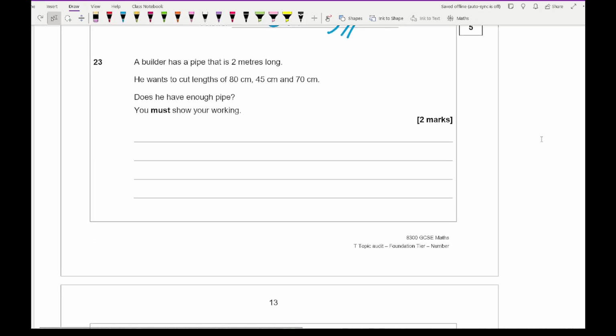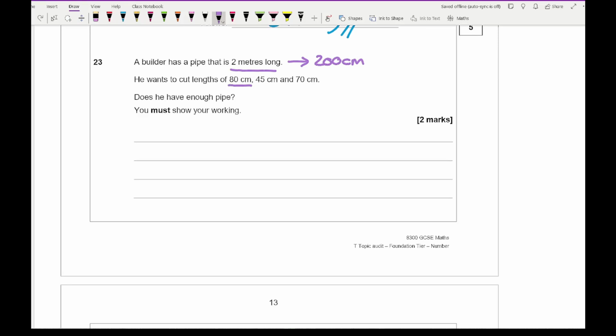Then for question 23, it says a builder has a pipe that is 2 meters long. He wants to cut lengths of 80 centimeters, 45 centimeters and 70 centimeters. Does he have enough pipe? You must show your working. Now for this, what we've got is a difference of units. So here I've got centimeters and I've got meters. So what I need to do is work with the same unit. So here I'm going to convert 2 meters into 200 centimeters and I'm just going to be working in centimeters.